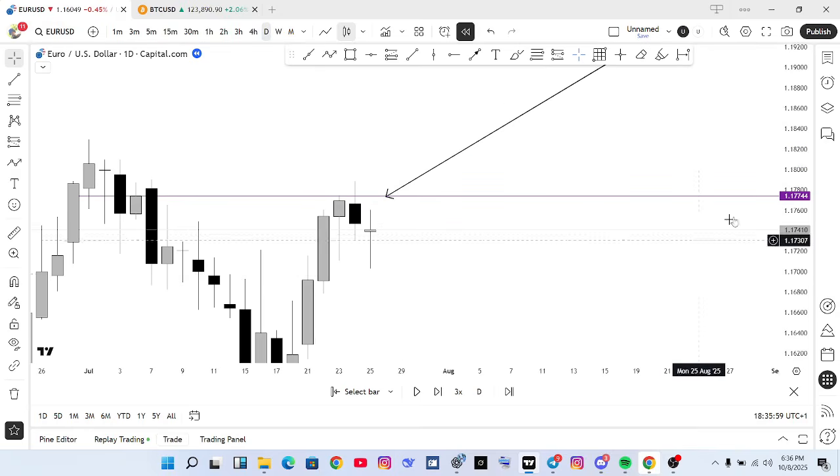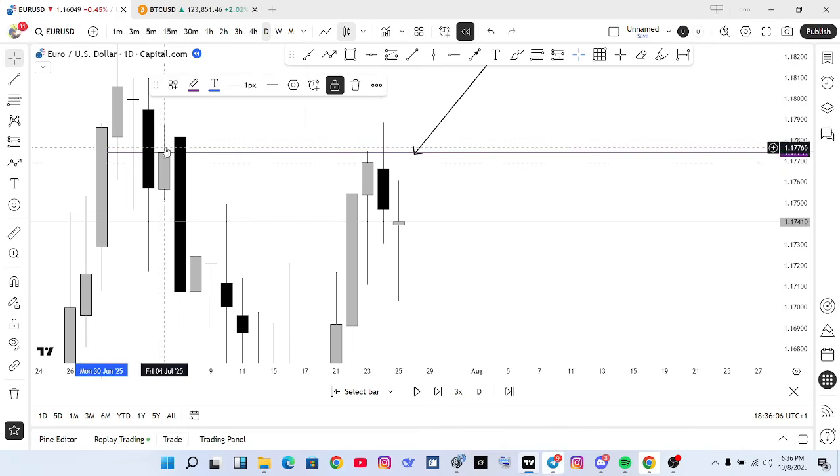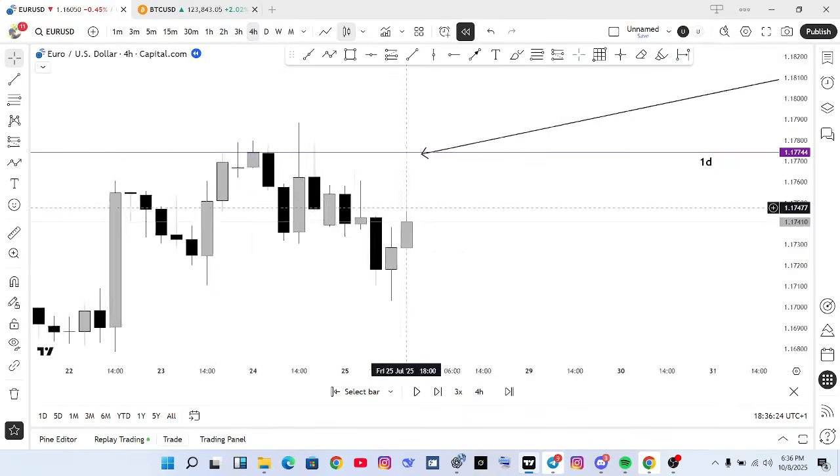So price is rejecting from this place. This place is also a daily key level. Now for us to confirm daily, we need to go to the 4 hour, right, to confirm, to know if the daily storyline has started, so that we can start selling. So let's go to our 4 hour to confirm it.